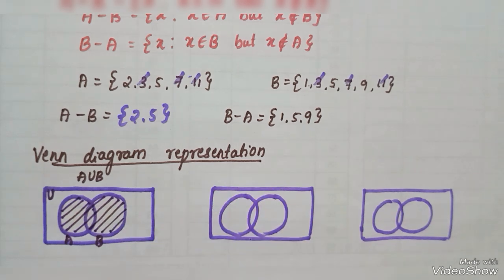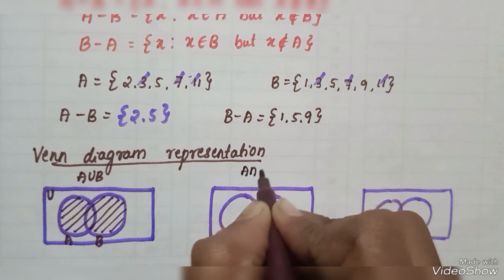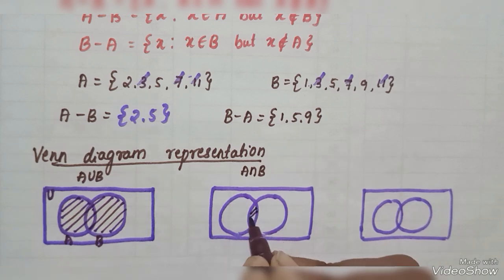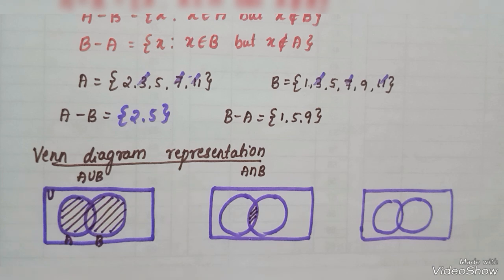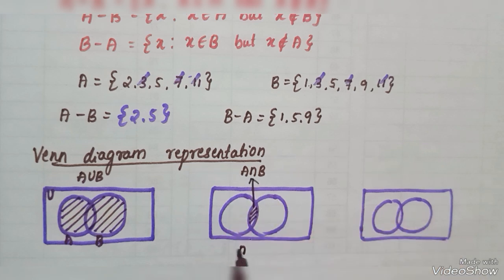Sometimes the Venn representation is asked in the exam. Here, what is the definition of A intersection B? There are common elements. In between these two sets, that is the common region. So this represents A intersection B. Here the set A and here the set B.